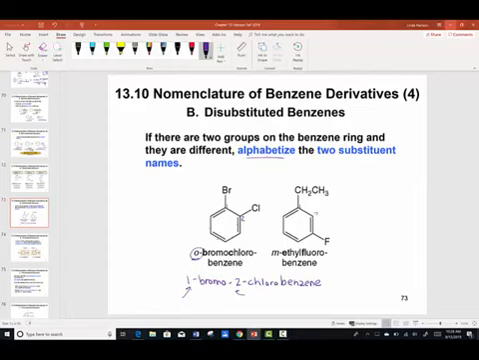Notice here you have the position of 1,3. Going by the alphabet first, position 1 gives priority to the ethyl group. Position 3 gets fluoro. Based on the alphabet, meta-ethylfluorobenzene is 1-ethyl-3-fluorobenzene, which is correct. It's just that you hear more often the meta position.